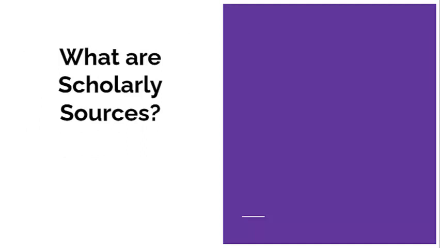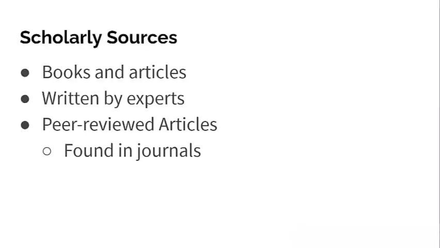So, I've used the term scholarly a few times. What does it really mean? Scholarly sources are generally trusted books or articles written by experts in the field. Scholarly sources include peer-reviewed articles, which are articles that have been through a process where others have evaluated them for their validity and importance in the field. Peer-reviewed articles are usually the most reliable and trustworthy.